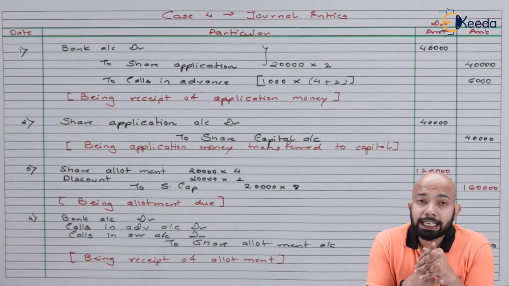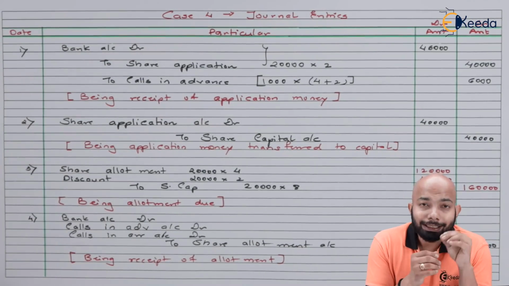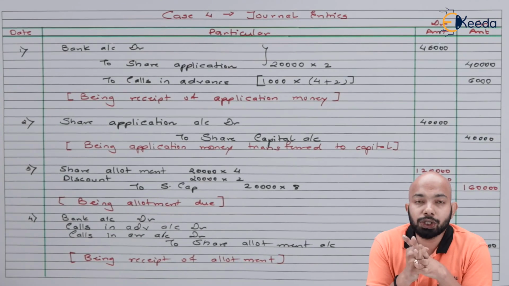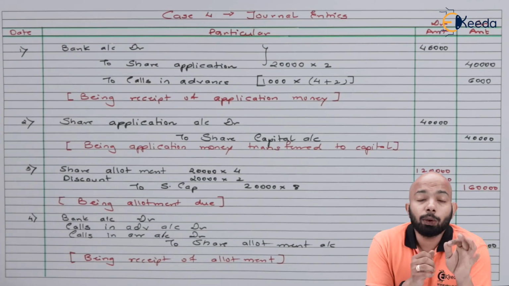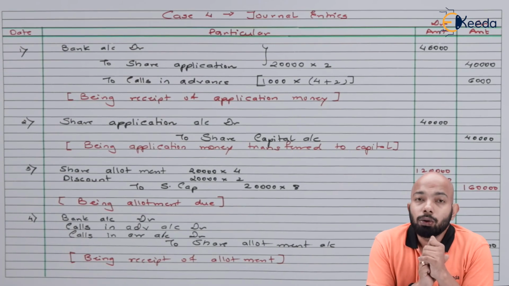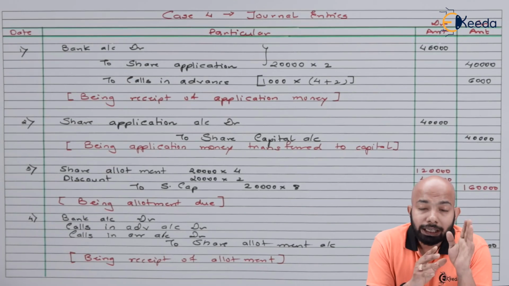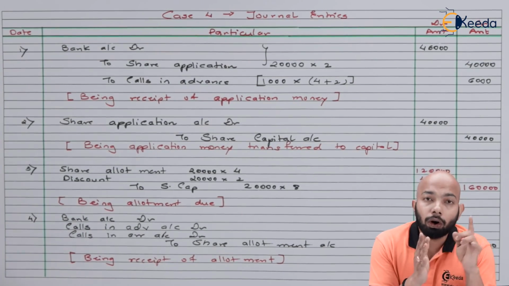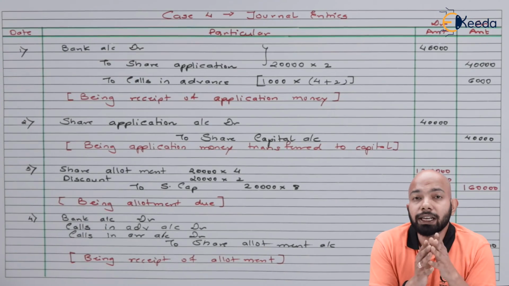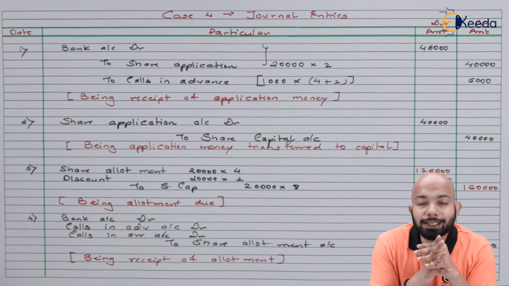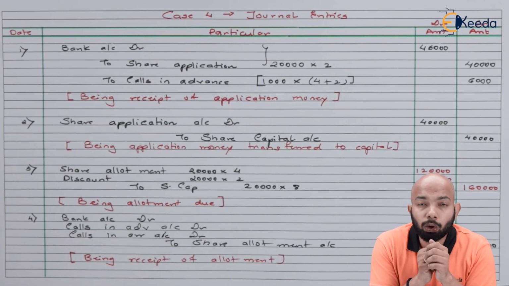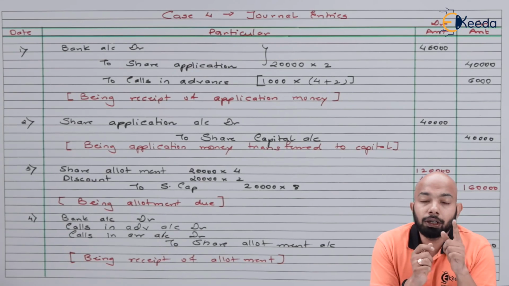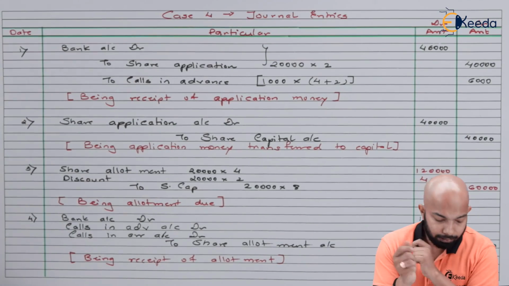Now, when it comes to case 4 journal entries, we have mentioned that the issue was for 20,000 shares and the subscription also received for 20,000 shares. However, in the question they have mentioned that one person who had 1,000 shares went ahead and paid the whole amount of application, allotment as well as final call money while he applied for the shares itself. Hence, that has to be incorporated, that is calls in advance. So the first entry refers to bank account debit to share application to calls in advance.